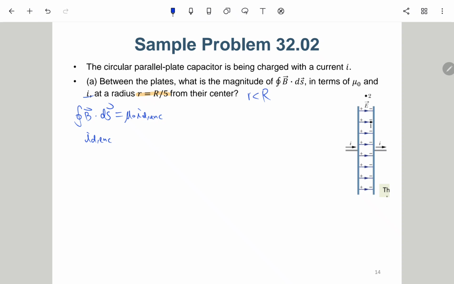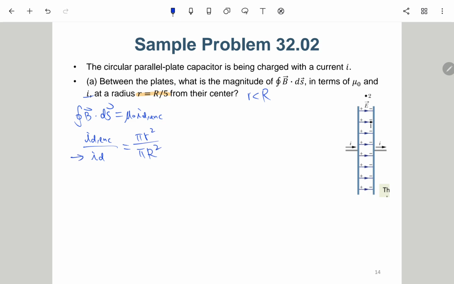The current density is uniform for this capacitor. Yeah, I mean the displacement current. Because the E field is uniform, we will assume that, so the displacement current will also be uniform. So in that case, I_d enclosed over I_d will be pi r squared over pi capital R squared.